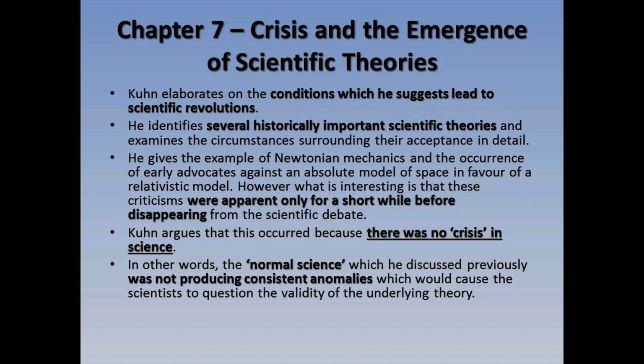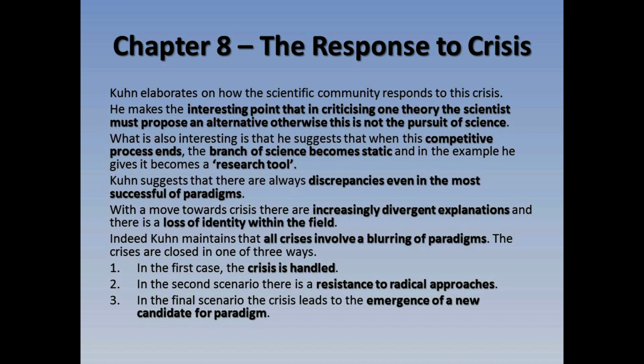In Chapter 7, Crisis in the Emergence of Scientific Theories, Kuhn looks at several historical examples and notes that criticisms of Newtonian mechanics didn't go anywhere because there was no "crisis in science" at that time. In Chapter 8, The Response to Crisis, Kuhn writes that, in criticising one theory, the scientist must propose an alternative, otherwise this is not the pursuit of science. He says that when the competitive process ends, the branch of science becomes static, and gives one example where it becomes a research tool.